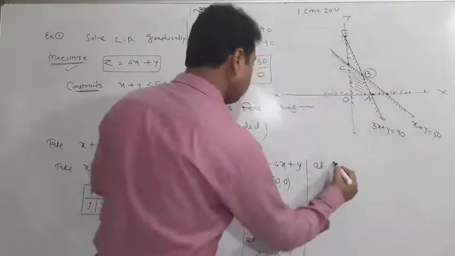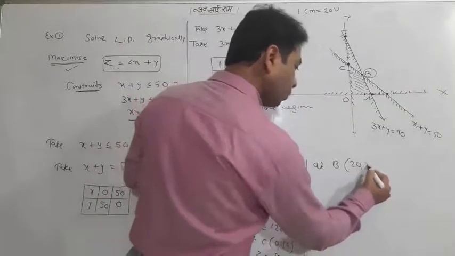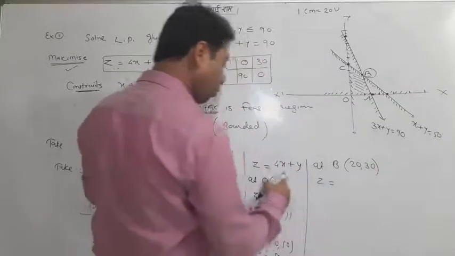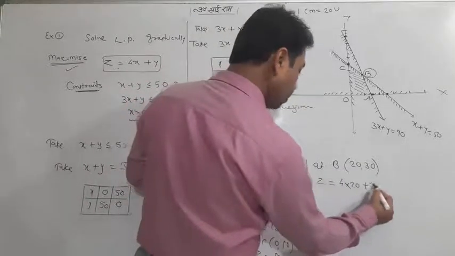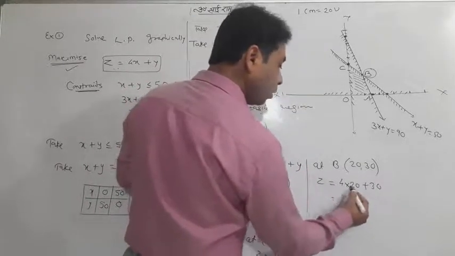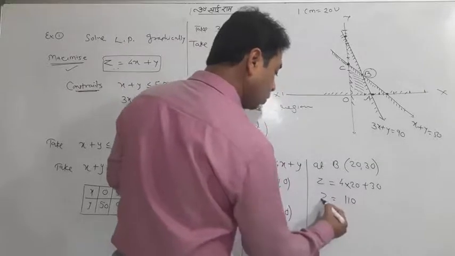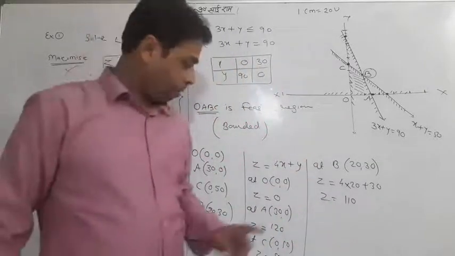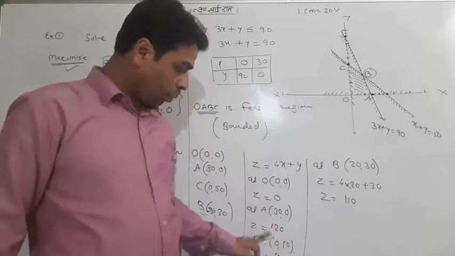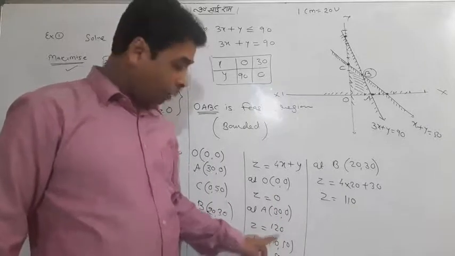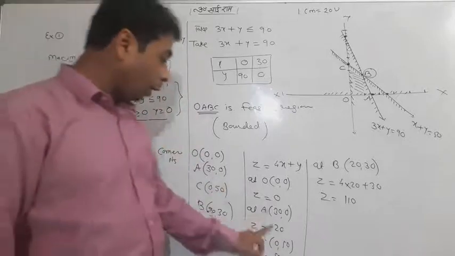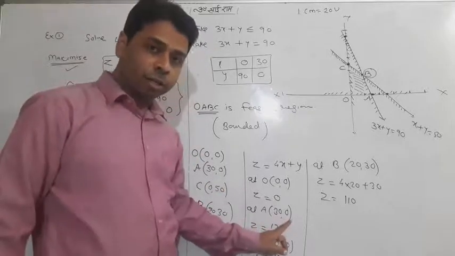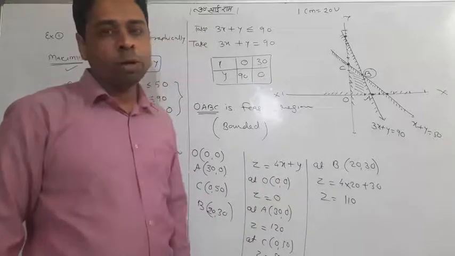At B, 20, 30. Z equal to 4 into 20 plus 30. 40, this is going to be 80 and 30, 110. So now check it all. Look at 120. Z equal to 120 is the maximum. So I would say the maximum value of Z is 120 at which point? 30 at 0. This is the answer we have to give finally.